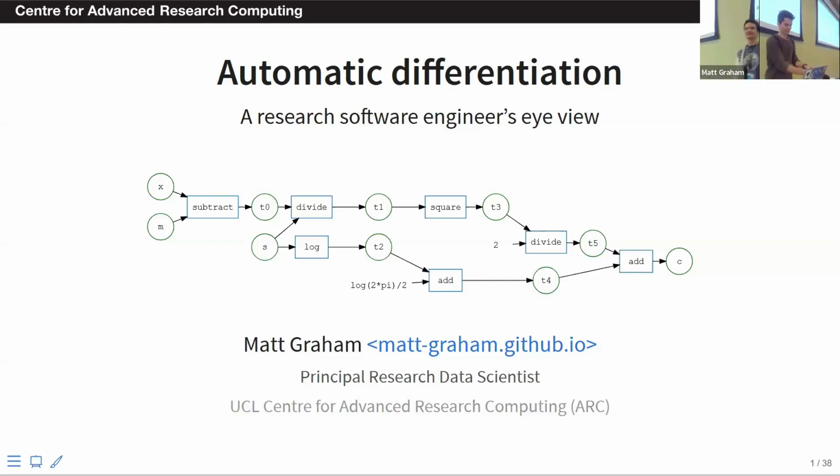Today we've got Matt Graham from UCL ARC, who is a research software engineer or research data scientist. He's got a background initially in engineering and information, more recently looking at probabilistic computing. And today he's going to talk to us a little bit about automatic differentiation, an introduction to what the technique is and some of the different ways it's done, but then also talking about some of the software implementations and the pros and cons of that.